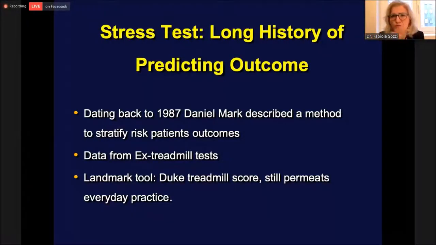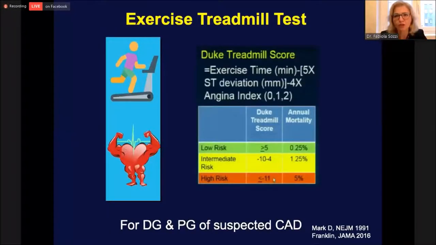Daniel Mark is a professor from Duke University, and back in the 80s, he evaluated the exercise treadmill test. He looked at the ECG changes, the symptoms, and the time of the stress, and he created a score, the Duke Treadmill Score, still a score that we use, still a score that permeates everyday practice. Using this score, he could stratify the risk of the patient. According to the Duke Treadmill Score, we have patients at low risk, intermediate risk, and high risk.